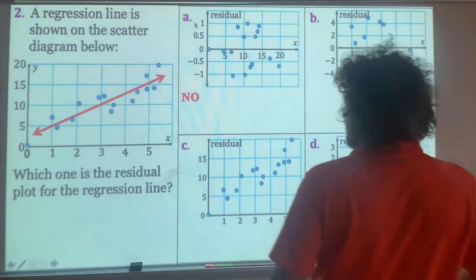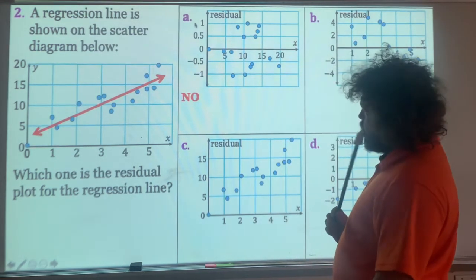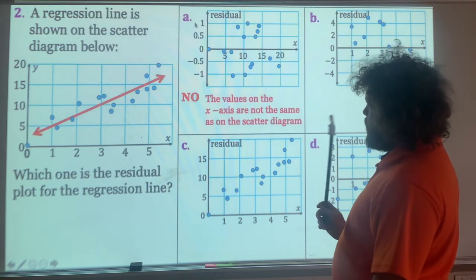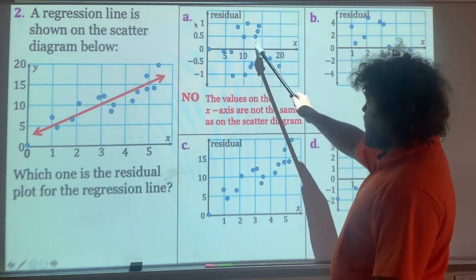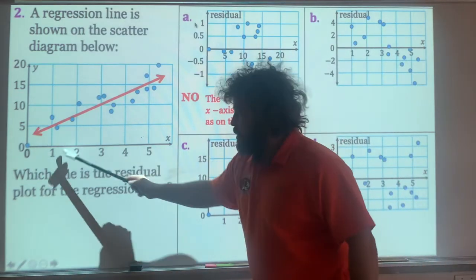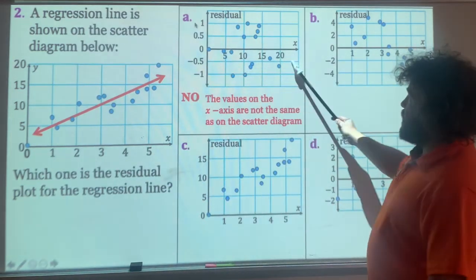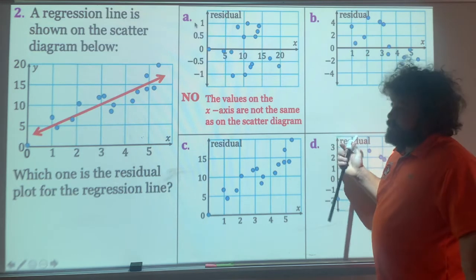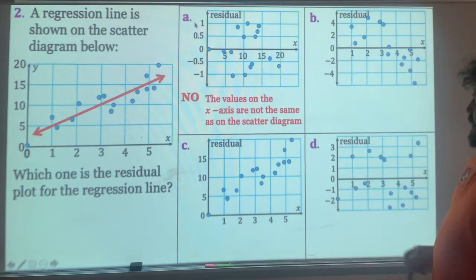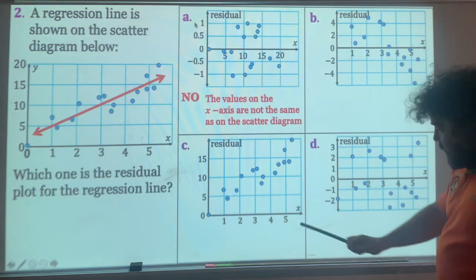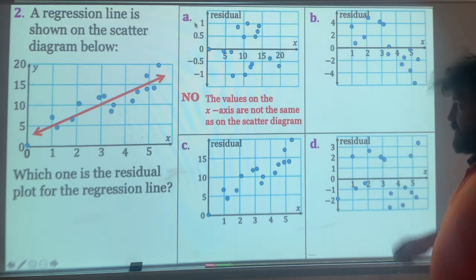Not A. Why is it not A? Well, the reason is the values on the x-axis are not the same as these. Look at 0, 1, 2, 3, 4, 5, 5, 10, 15, 20. The values have to be the same. That's the easiest way to get rid of it. So now, let's go check. Okay, 1, 5, 1, 5, 1, 5. Okay, the rest are okay with that.